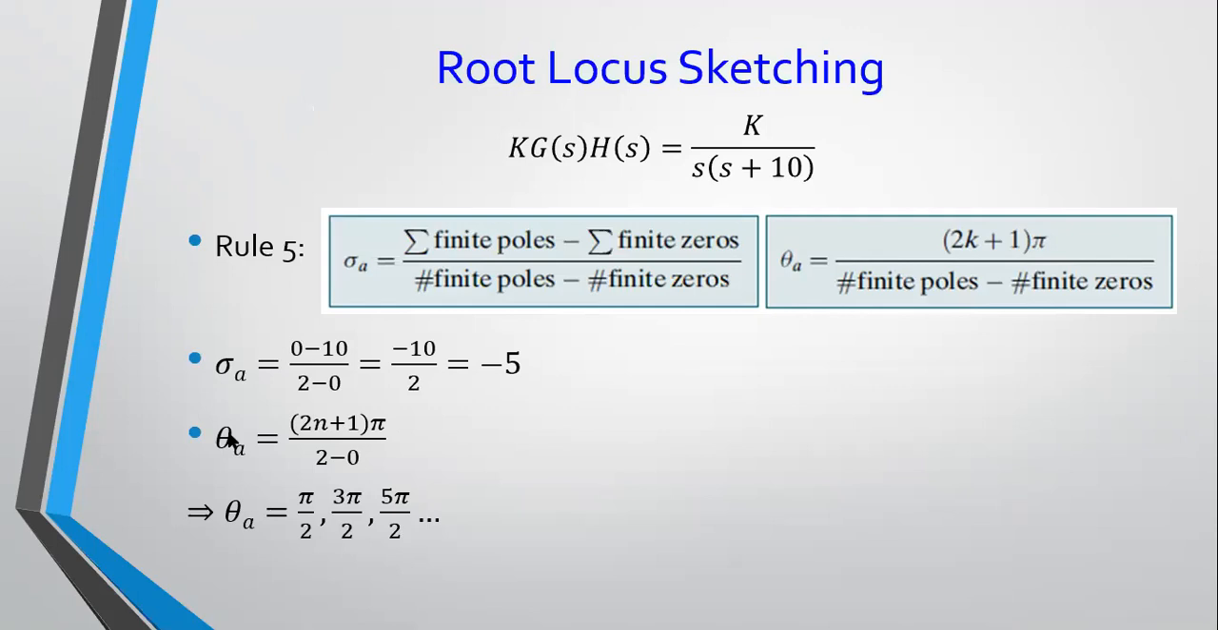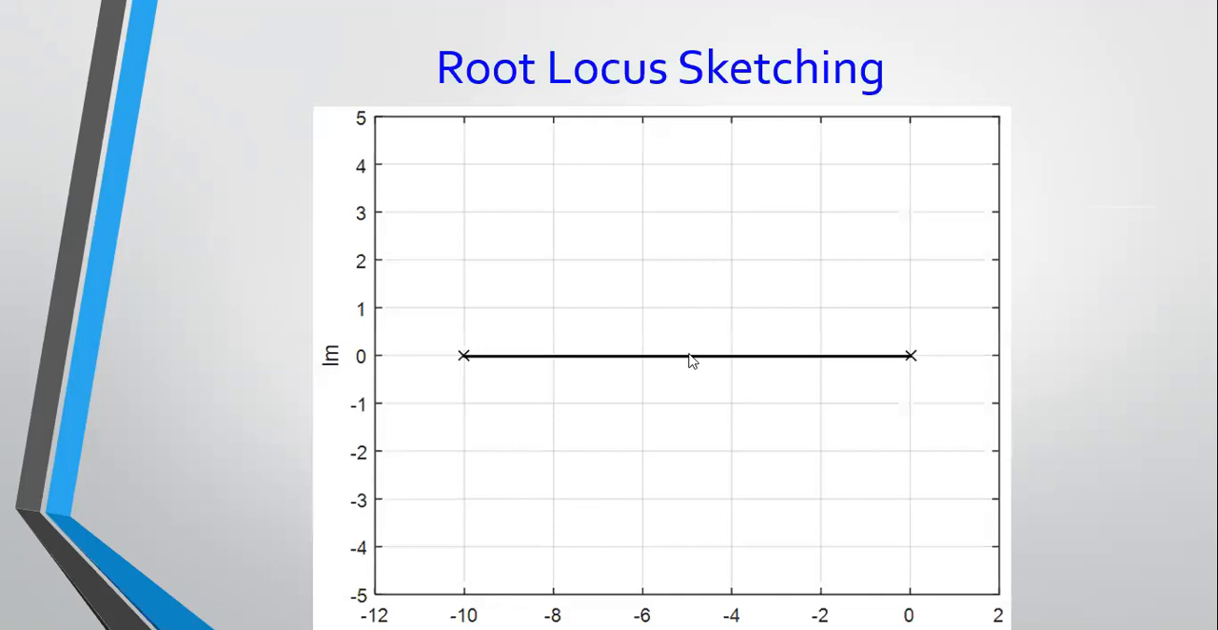Now let's find the angle of these asymptotes. It is (2n plus 1) pi over (2 minus 0). If you replace your n by 0, you get pi by 2. If you replace n by 1, you get 3 pi by 2. If you replace n by 2 now, you get 5 pi by 2. We see that 5 pi by 2 is already 2 pi cyclic from pi by 2, so we can stop. So these are the 2 angles of the asymptotes: pi by 2 and 3 pi by 2. It means it's at minus 5, and one asymptote has an angle of pi by 2. The second asymptote would have an angle of 3 pi by 2, which is 270 degrees.